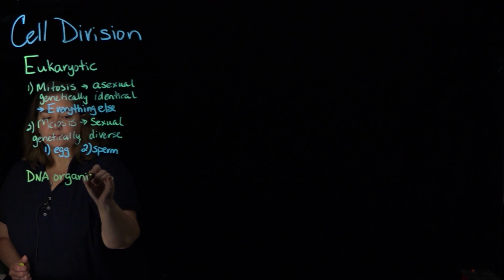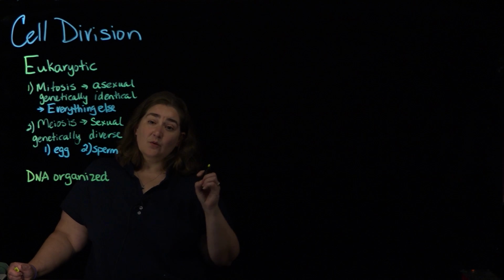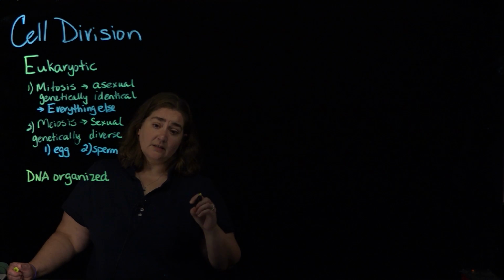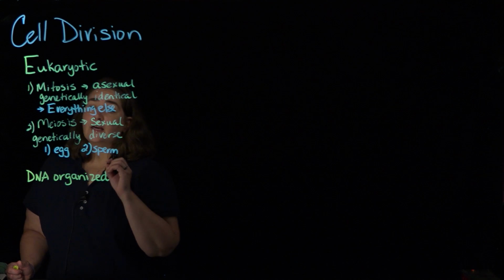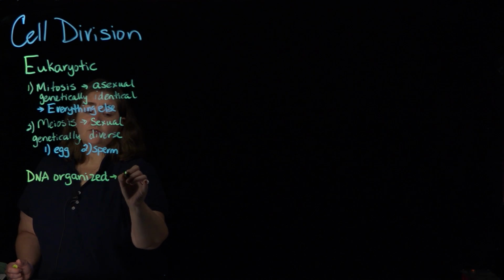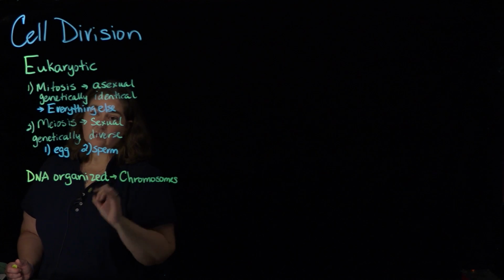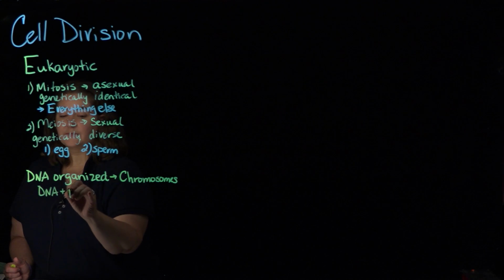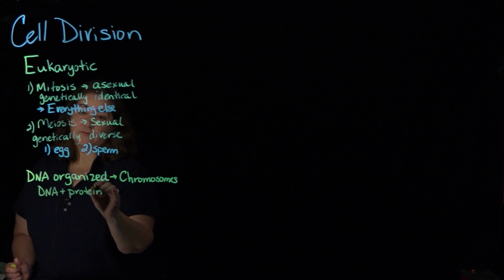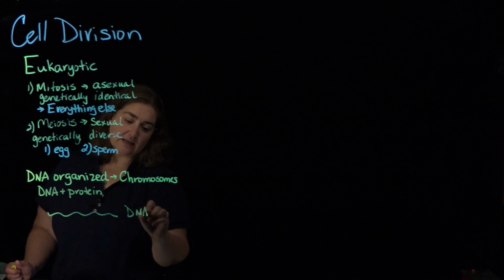Because eukaryotic cells have much more DNA than a prokaryotic cell does. So cell division is going to get a lot more complicated for eukaryotic cells versus prokaryotic cells. And the DNA is going to be organized in the eukaryotic cells into chromosomes. Those chromosomes are going to consist of DNA and protein. So I'm going to use the squiggly line to represent our DNA here.